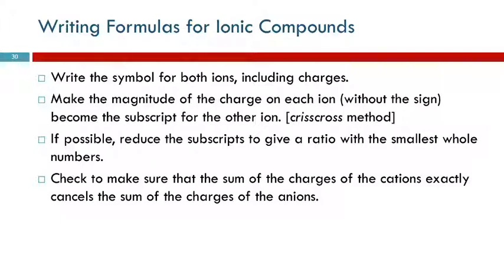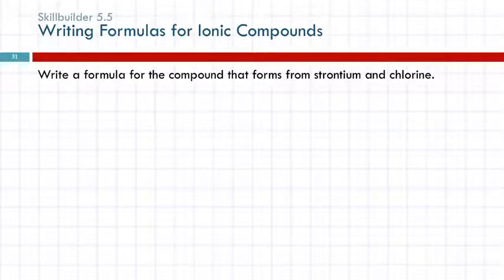There's a couple different methods for that. One of them is the crisscross method. We always want to have the ratio of the subscripts to be the smallest whole number ratio. And it's always a good idea to check when you're done that all the charges add up to 0. So let's do some examples.